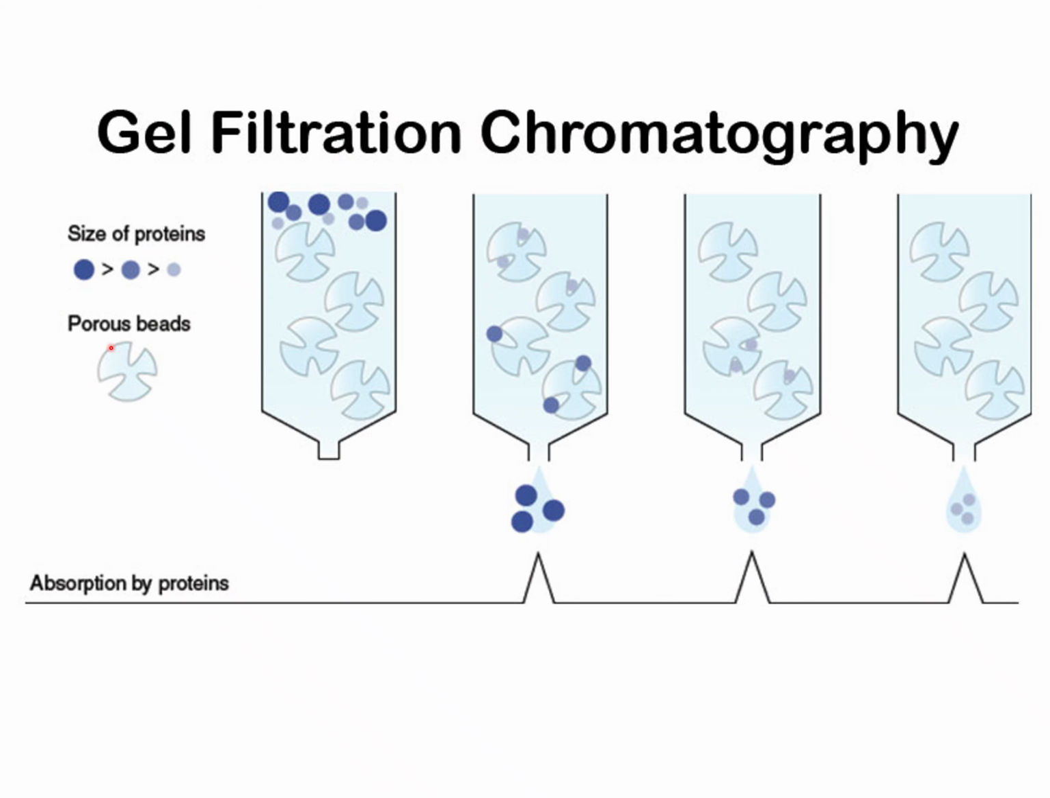So we can see here the size of the proteins. There are three proteins that we should separate. We can see the stationary phase, the gel beads. Whenever we apply the sample, smaller particles or molecules are retained in the pores, but the larger particles are eluted first, and in the chromatogram we get a peak. Then the medium-sized particles come out, we get a peak, and finally the smaller molecules come out, and we get a peak.